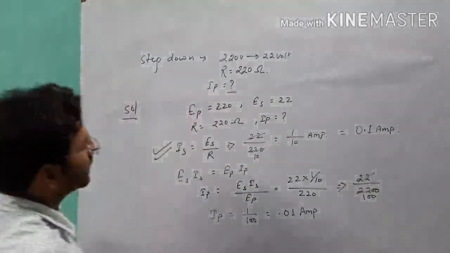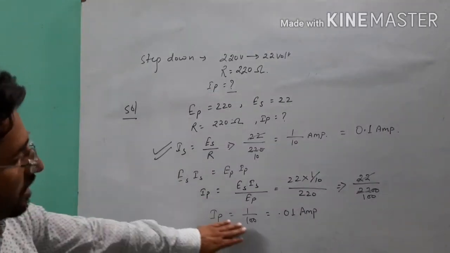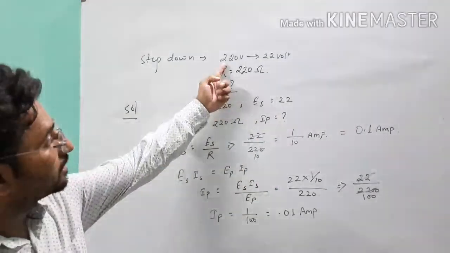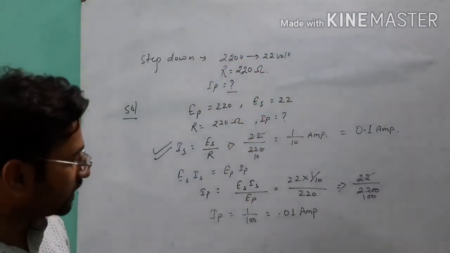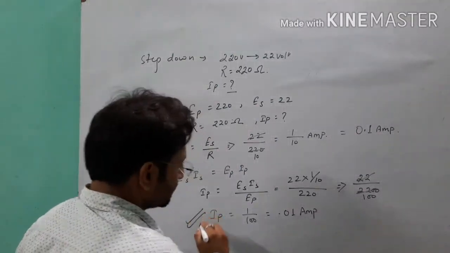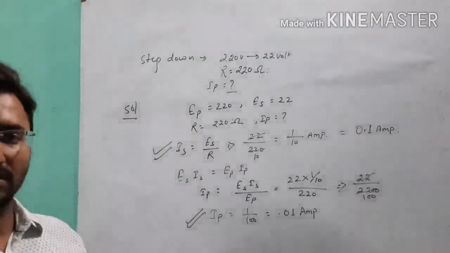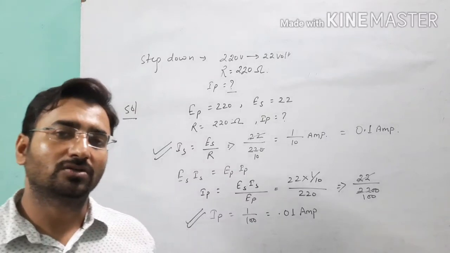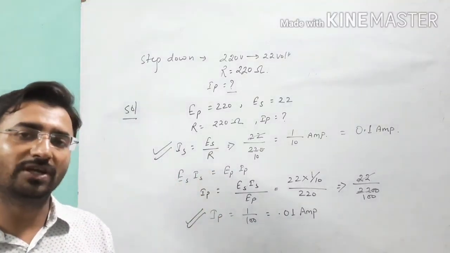So it is converting this high voltage to low voltage. So the value of IP is 0.01 ampere. Point is clear, student? So for that, pause the video and note down.